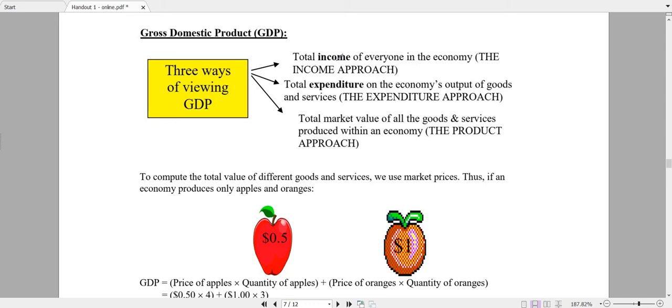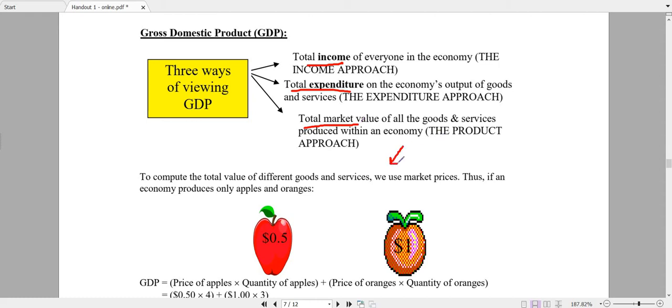GDP can either be taken as a total income of everyone residing in an economy, or it can be taken as a total expenditure on all the economy's domestically produced goods and services. And lastly, GDP can be taken as a total market value of all the goods and services produced in an economy within a given period of time.